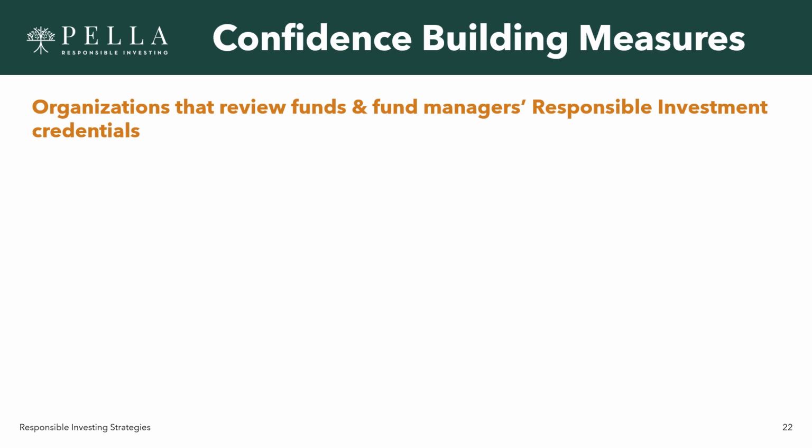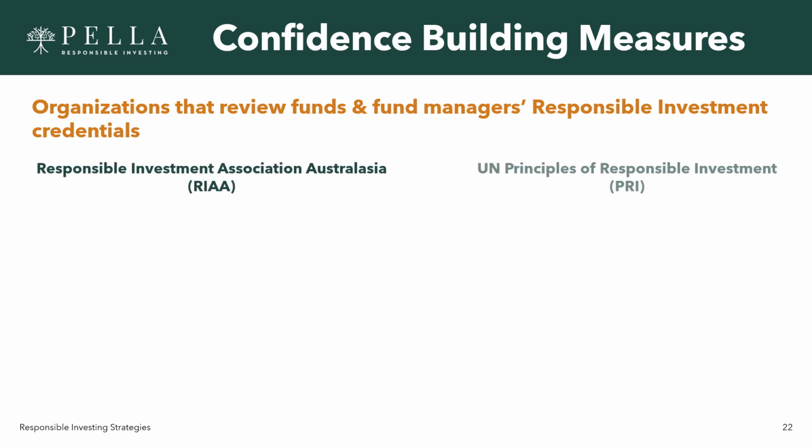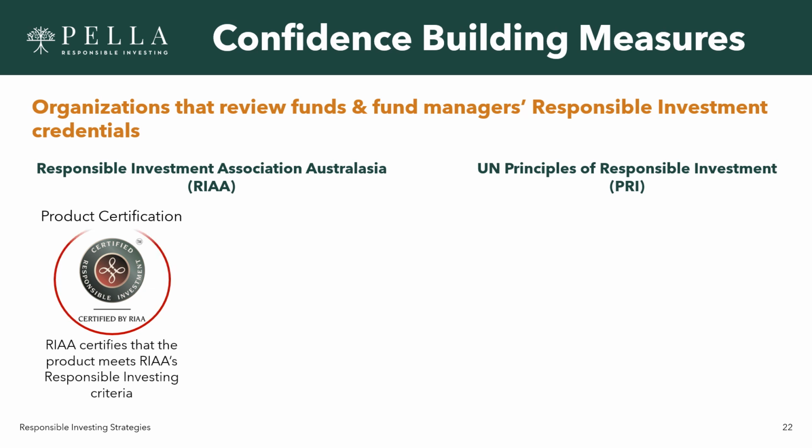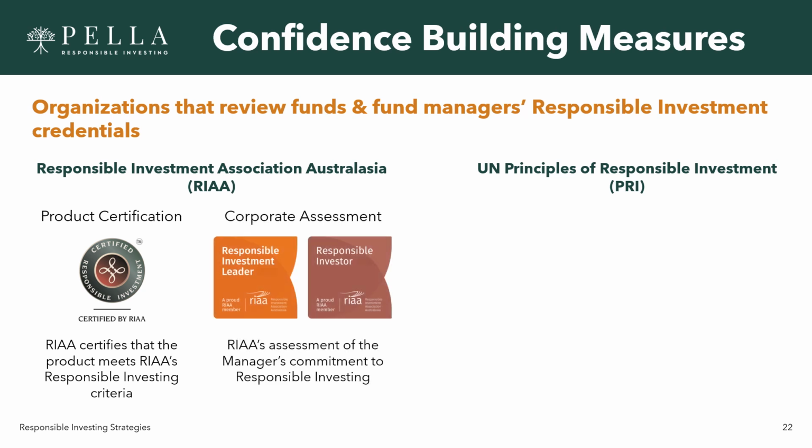Along with your own judgment, there are organizations that review funds and fund managers to help build confidence in their responsible investment credentials. Two organizations that are commonly used in Australasia are the Responsible Investment Association Australasia, RIA, and the United Nations Principles of Responsible Investment, PRI. Financial products that have been successfully certified by RIA can display the RIA certification badge, indicating their compliance with established responsible investment criteria. In addition to product certification, RIA also evaluates investment managers' commitments to responsible investment.